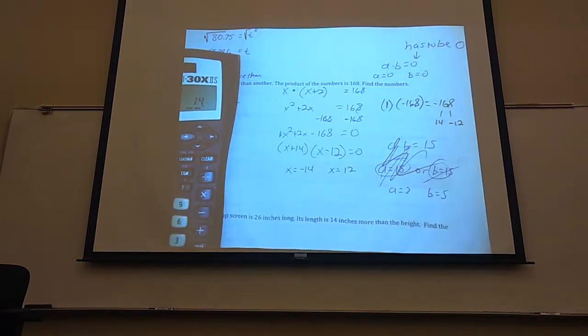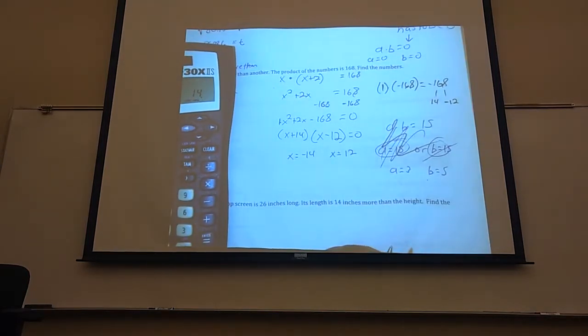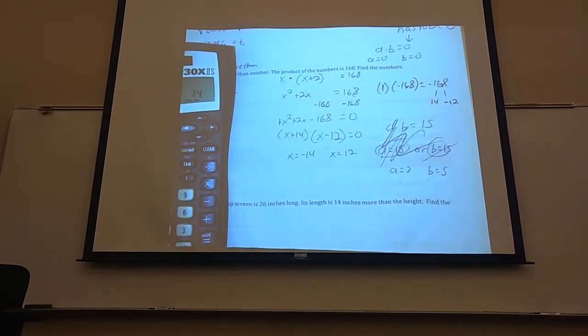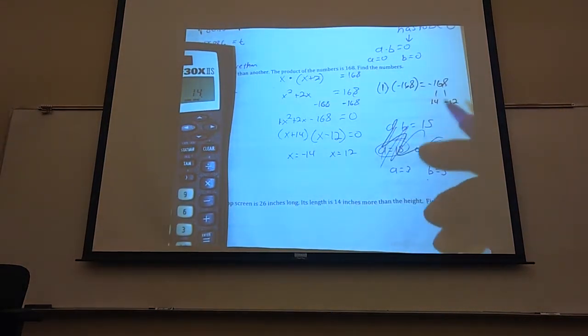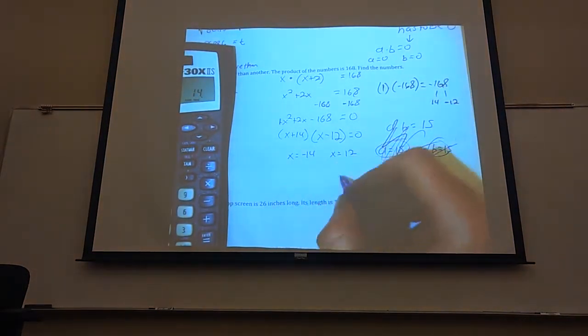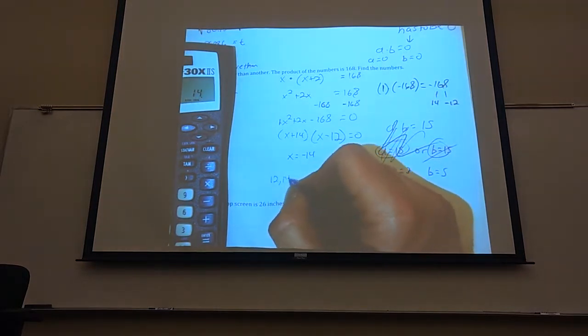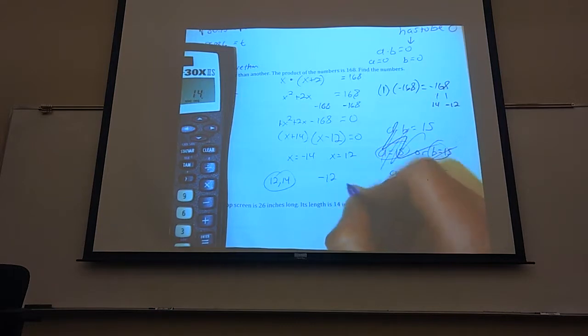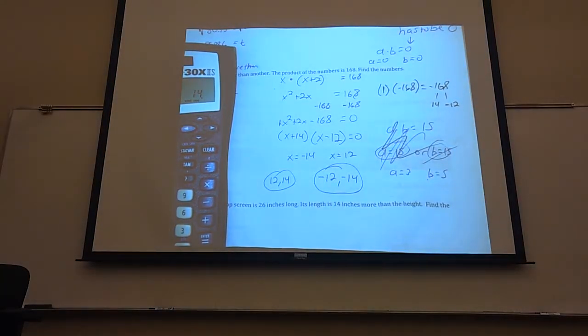Now, if I recall, the way this problem is phrased, it says find a set of positive numbers and a set of negative numbers whose product is 168. Because you notice 12 times negative 14 is not 168. I could do 12 and 14, or negative 12 and negative 14. Right, positive and positive make a positive. Negative times negative make a negative.